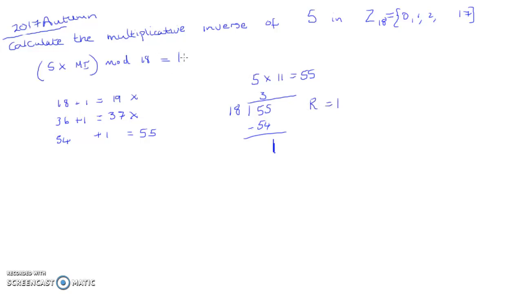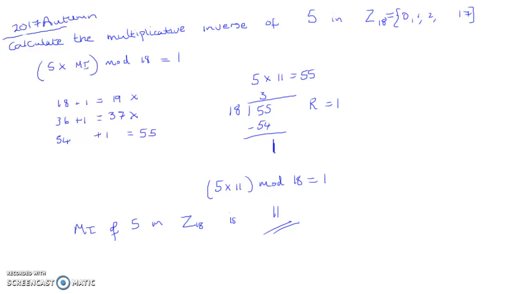That's this number here. So now you can say 5 times 11 is 55, mod 18, equals 1. So I can say that the multiplicative inverse of 5 in Z18, when we're talking about modulo 18, is 11. And that's the answer. Okay? That's that one.